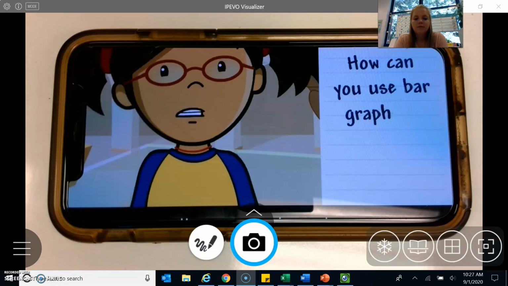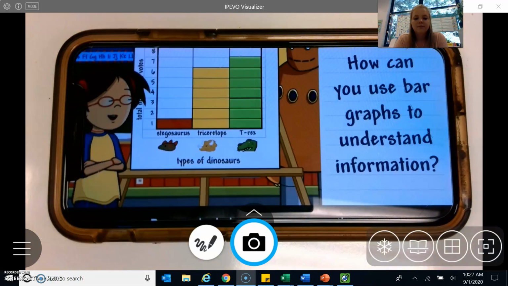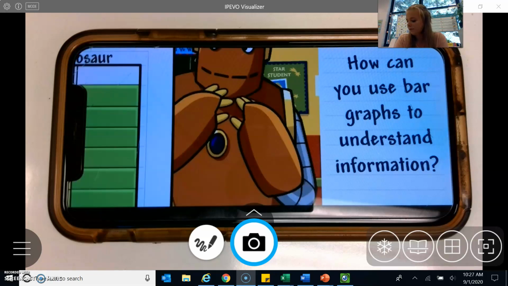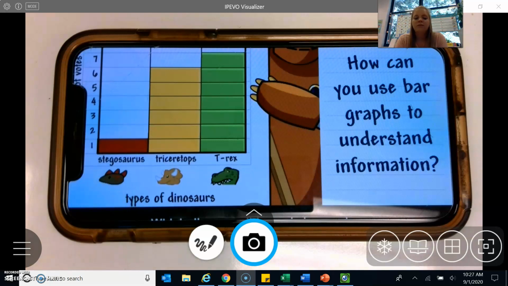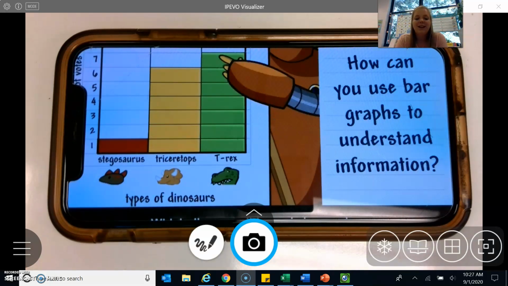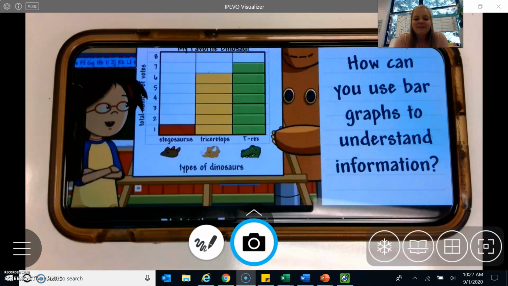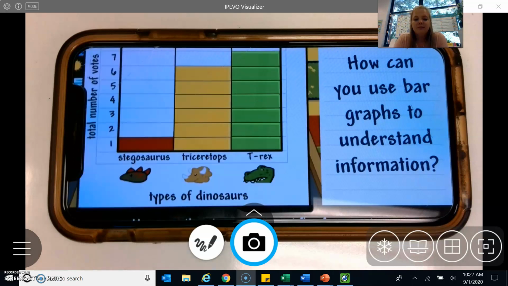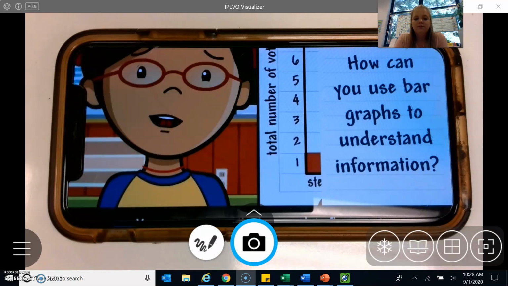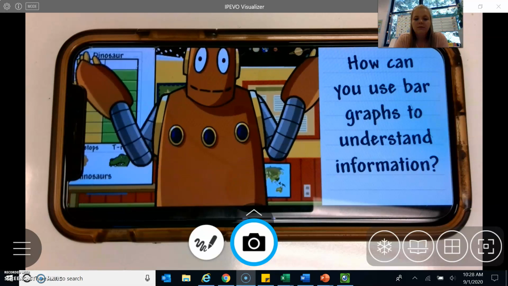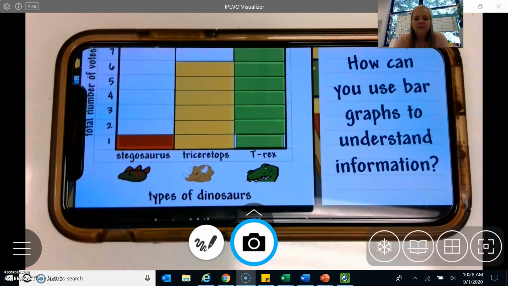How can you use bar graphs to understand information? Bar graphs help you answer questions. Which dinosaur did people in our class like the best? Which one was it? Right, the T-Rex is the most popular. Which dinosaur did people like the least? The Stegosaurus got 5 fewer votes than the Triceratops. You can even use the bar graph to figure out the total number of students who voted. Just add the votes from each category. 14 kids voted in all.